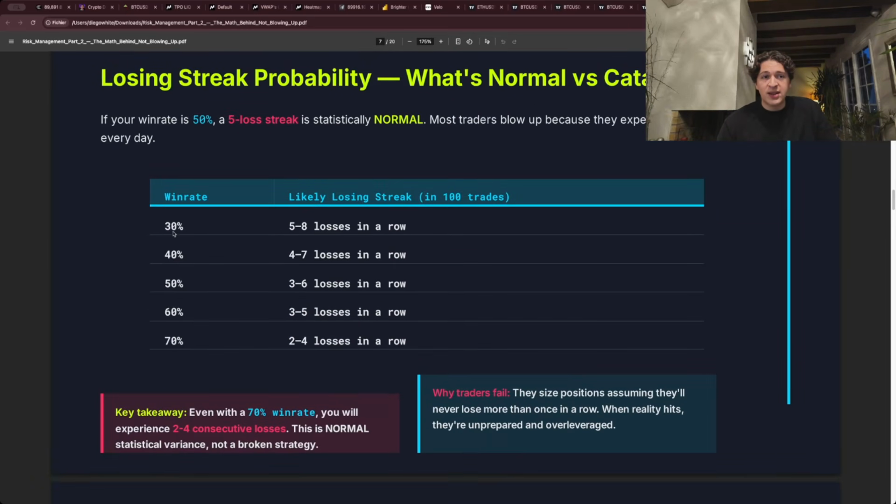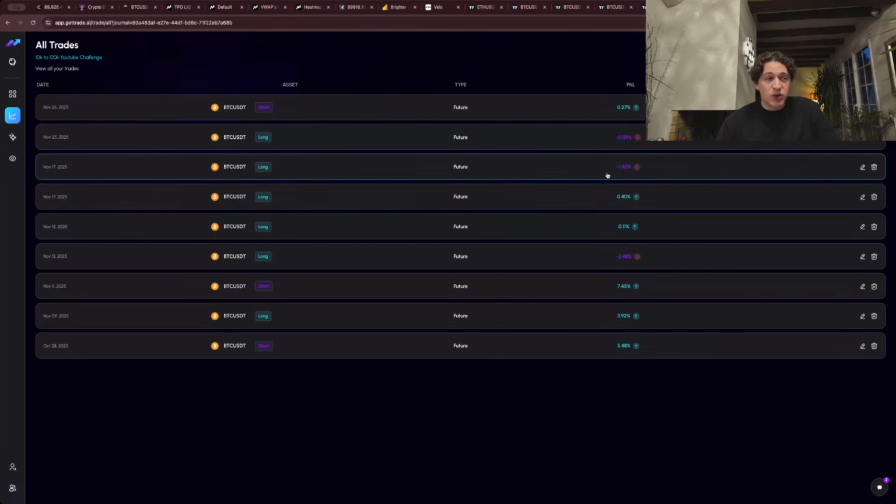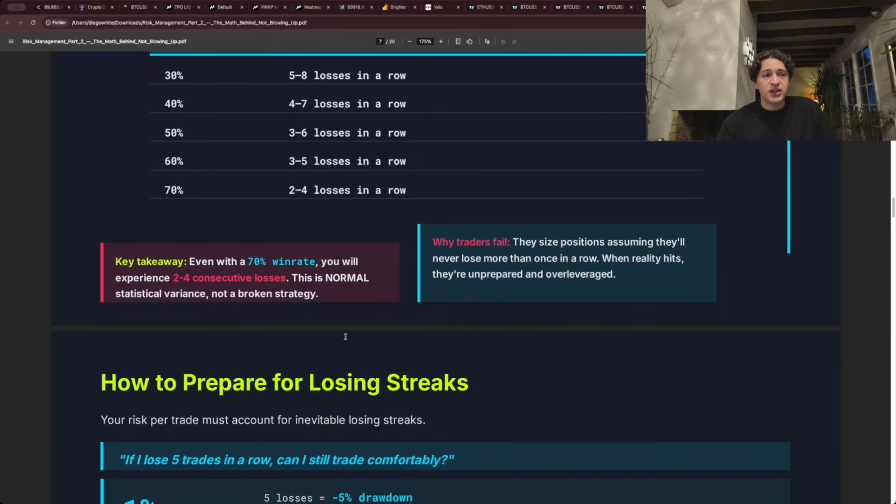Depending on your win rate, there is a highest number of losses in a row you can get: 8, 7, 6, 5, 4. That's just pure mathematics. And in order to get a clear win rate, you have to journal your trades. So I want you guys to open a trading journal to track your trades, okay? Basically you guys need to do that.